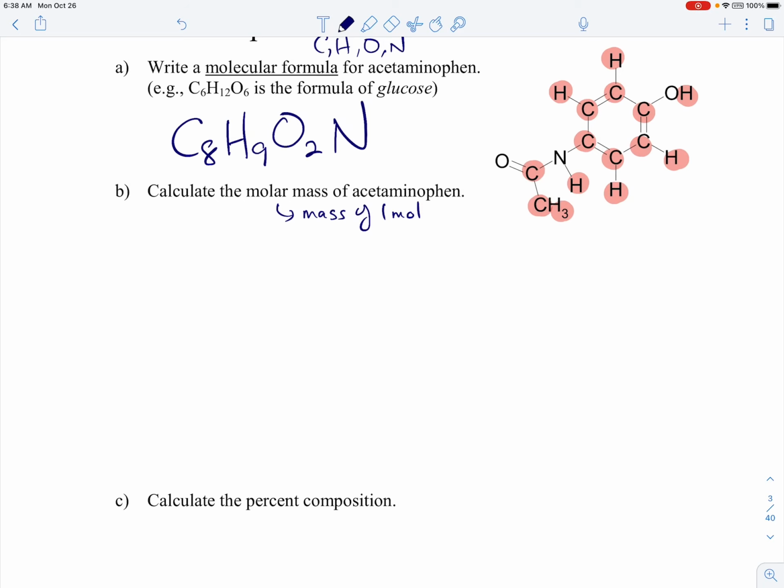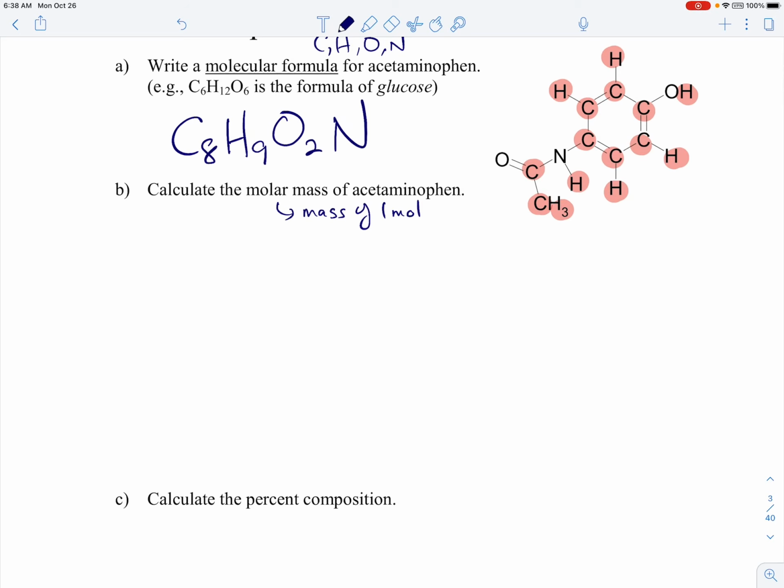To do that, we take the molecular formula and we break it up. We have 8 carbon atoms. You go to a periodic table and you find carbon. Okay, if you haven't got a periodic table beside you, pause the video and get one. When you look at carbon's symbol on the periodic table, you'll see the number 12.01 or something like that. You can round it off to 2 decimal places.